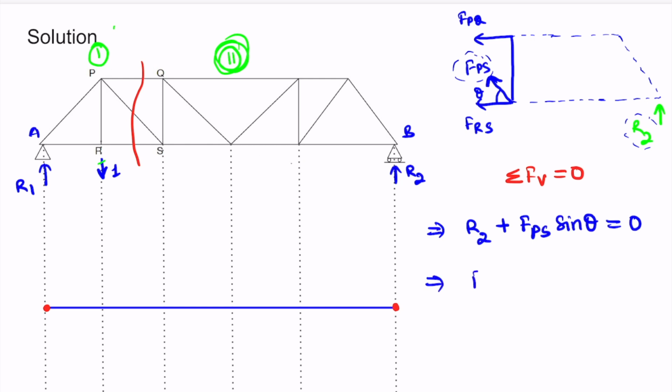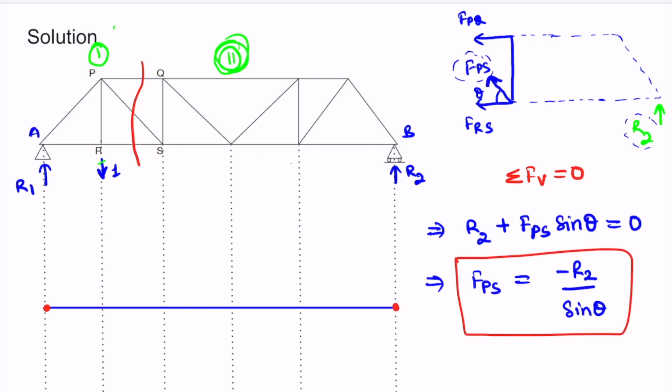From it we can calculate the value of FPS as minus R2 divided by sine theta. Since by default I have considered the tension as positive, therefore from our calculation we got that force in FPS is in compression, right? So we can draw it somewhat here, below the baseline, because it is compression.